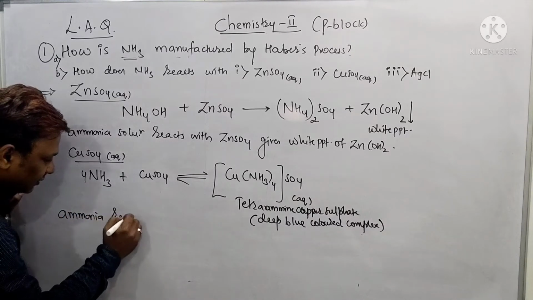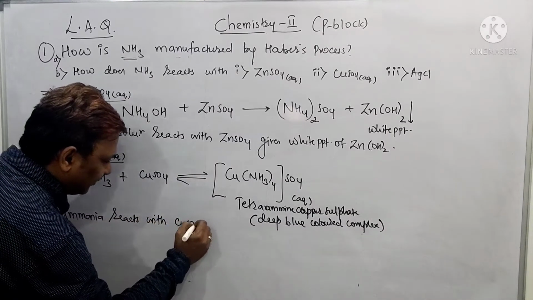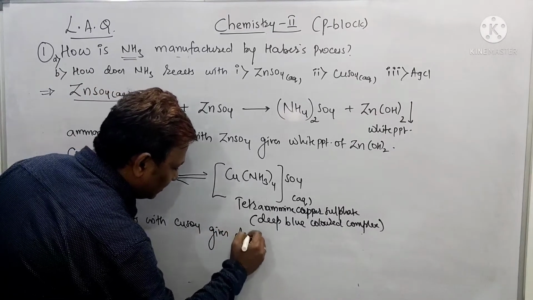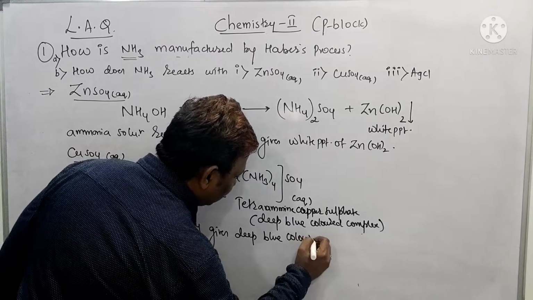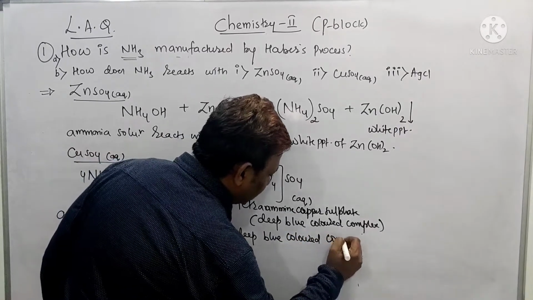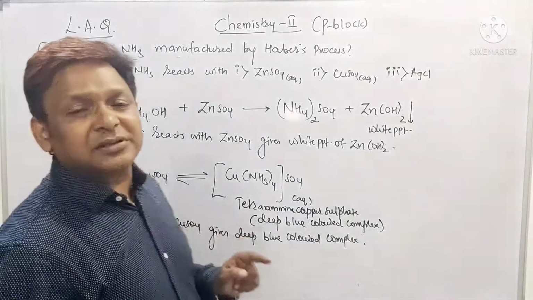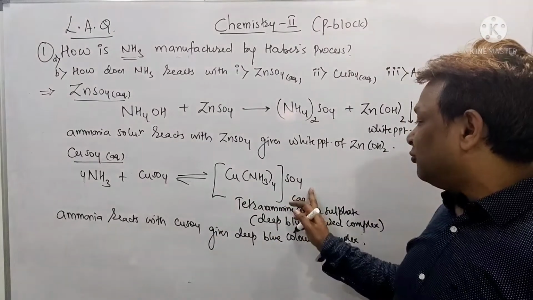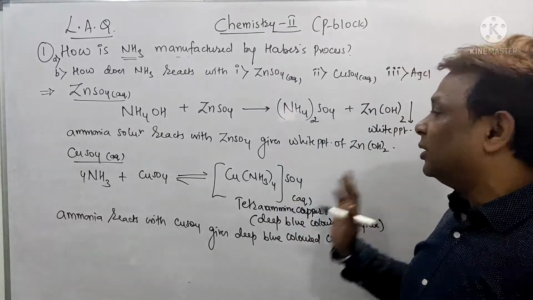Ammonia reacts with copper sulfate, arrow, gives deep blue colored complex. So write, beta, ammonia plus copper sulfate gives rise to Cu, ammonia taken 4 times, square bracket, SO4, called tetraamine copper sulfate. This is a deep blue colored complex.